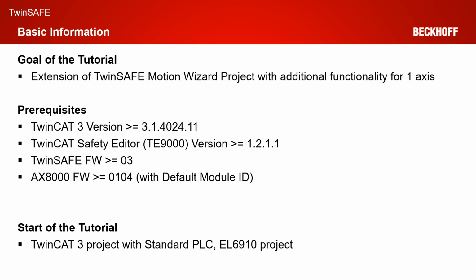As prerequisites, today you need a TwinCAT 3 version greater or equal to 4024.11. You need a TE9000 version greater or equal to 1211. You need a TwinSAFE firmware on the AX8000 greater or equal to 03. And you need an AX8000 firmware greater or equal to 0104 with the default module ID active.